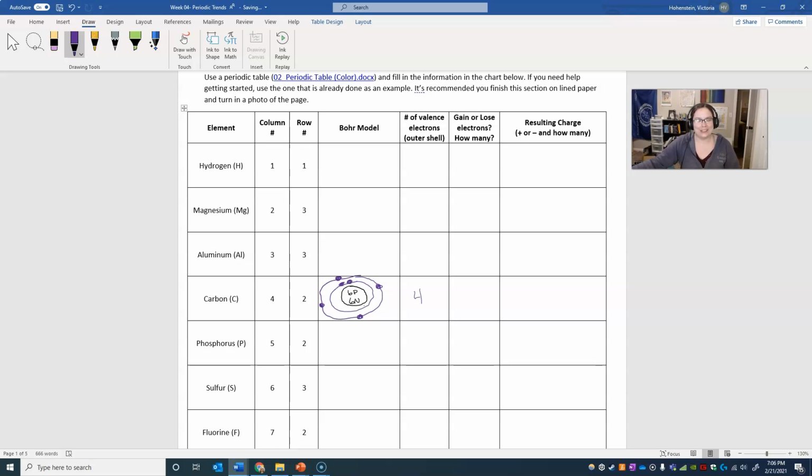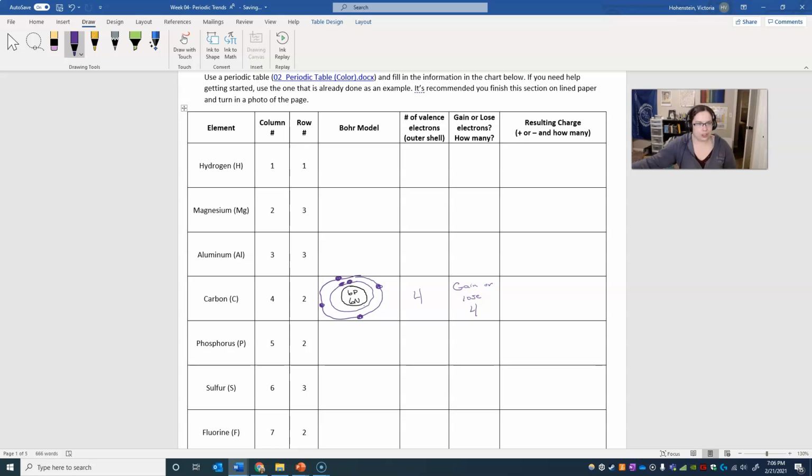Next, it asks whether it gains or loses electrons, and how many. Remember, if an atom has 1 through 3 electrons, it's going to lose them. If it has 5 through 7 electrons, it's going to gain them. 8 is the number to fill an orbital, except for this inner one, which has 2. And because carbon has 4, it's in the middle, so carbon can gain or lose 4. Usually an atom is going to gain or lose.